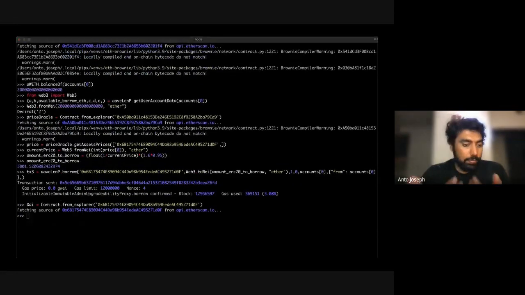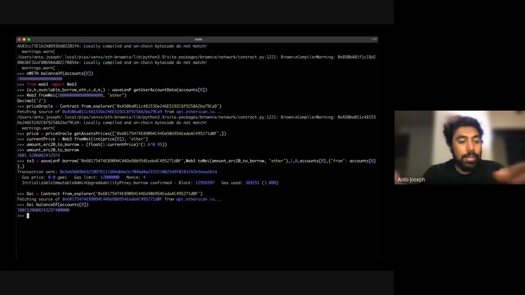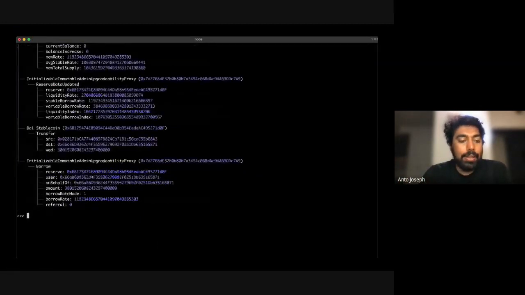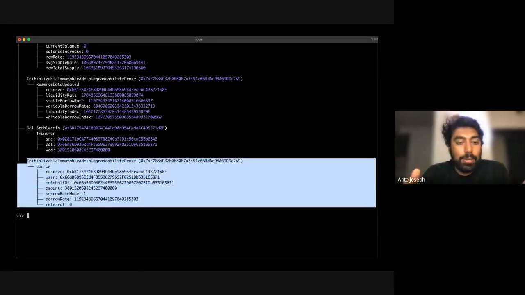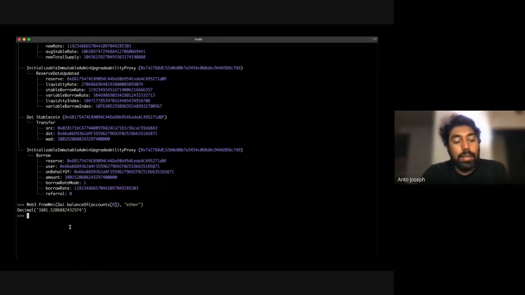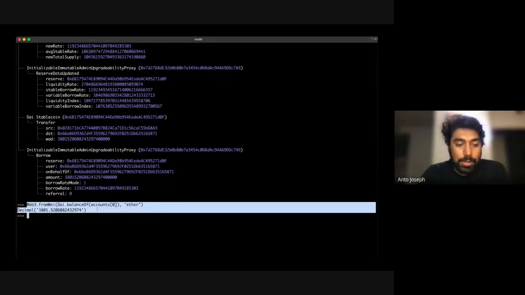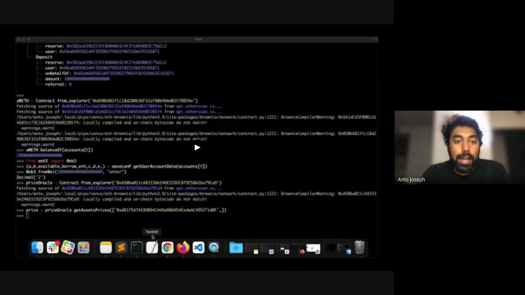So in this case, we are taking a DAI loan. So we would grab the DAI contract from mainnet, and then we can do a balanceOf on the account, and you will see that we actually got a DAI loan against our wrapped Ether. And we can again use Web3 to make it readable if you want. So that's how easy it is to take a loan using Brownie, completely scripted. And you can see that we have that much amount of DAI in our account right now.